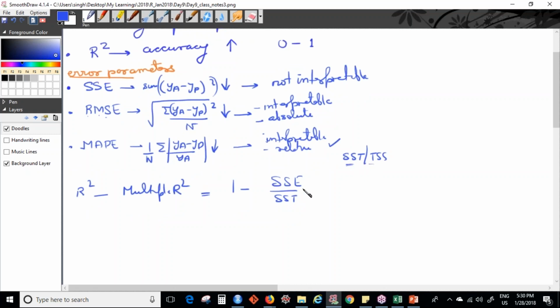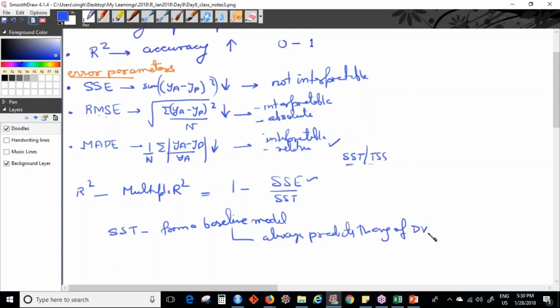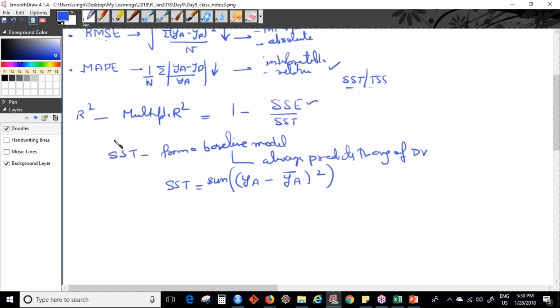Sum of squared error you already know. SST is from a baseline model. What is a baseline model? It always predicts the average of the dependent variable. So if I have to calculate SST, it will look like y actual minus y actual's average. This is your average, and you take the sum of this, square this and take the sum. This is your total sum of squares, TSS or SST. So this is your multiple R square.